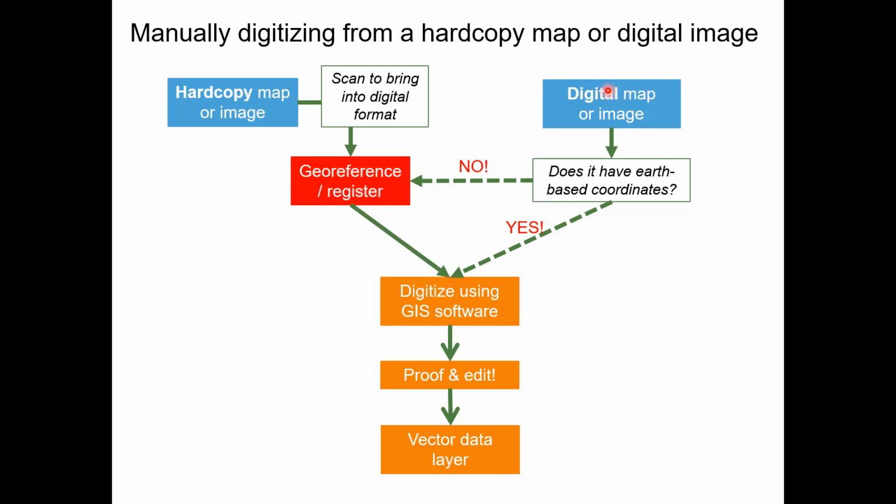Now, if you have a digital map or image, it might already be georeferenced, and you can move on to these steps down here. If it does not, then you have to georeference. And then basically, once you have a digital item that has spatial information tied to it, then you can start to digitize using some type of GIS software, which is what we'll be working on in lab this week. A lot of times there's proofing and editing, making sure that the digitizing that you've done is very accurate, and then developing that final vector data layer.